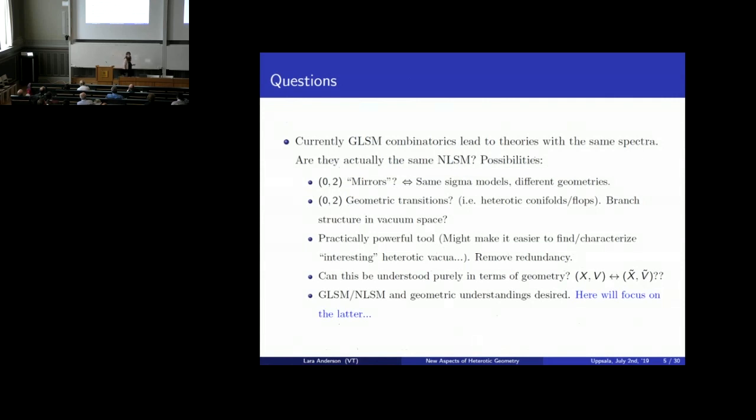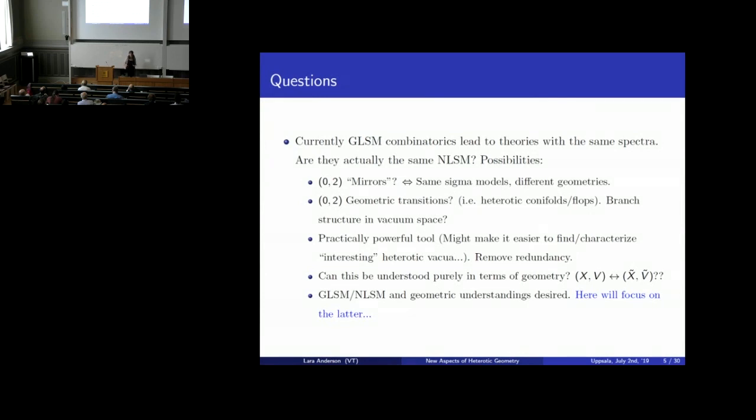So we know of lots of examples in the case of type II string theories, i.e. conifolds and flops, where you can transition the effective theory in type IIA or type IIB. These are different sigma models, but they are connected at a point in their vacuum space. And importantly, from a physics point of view, this could be a practically powerful tool in that if I could understand how to write down different heterotic geometries, so different manifolds and bundles, and the rules for why I'm getting the same effective physics, that could allow me to, again, engineer better the effective field theories of interest.